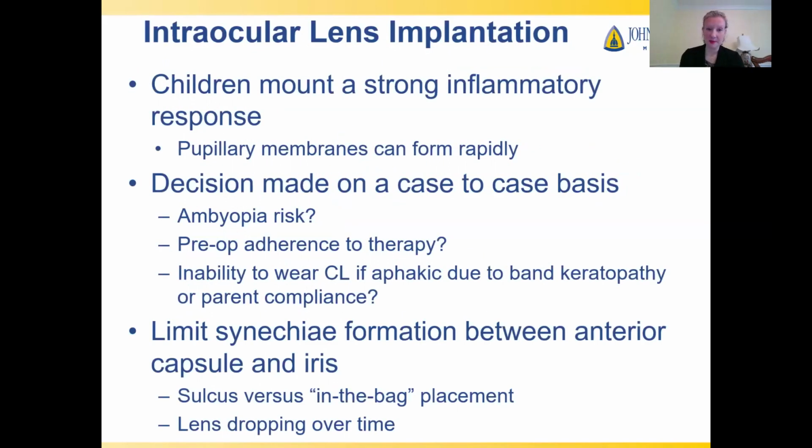And as far as lens implantations go, we know that children mount a strong inflammatory response, hence why they might need a capsulotomy sooner than an adult. And pupillary membranes can form rapidly and cocoon the lens. So the decision to implant a lens should be on a case-to-case basis. And in a patient who's been quiet with controlled disease, it normally is not a problem.